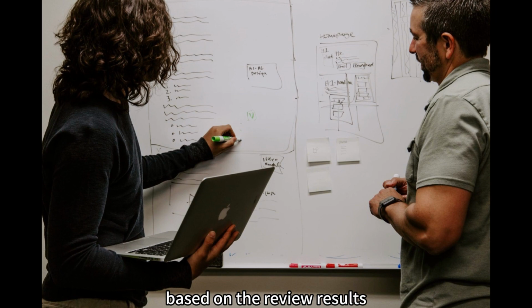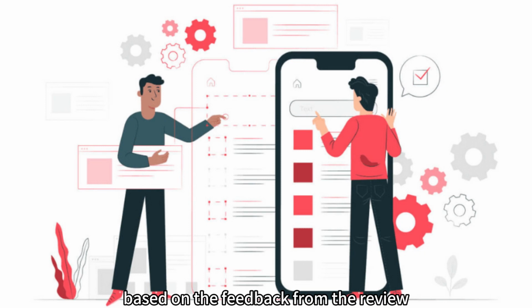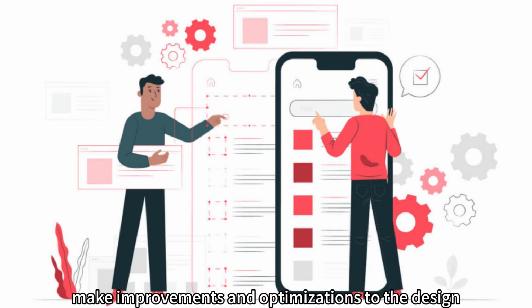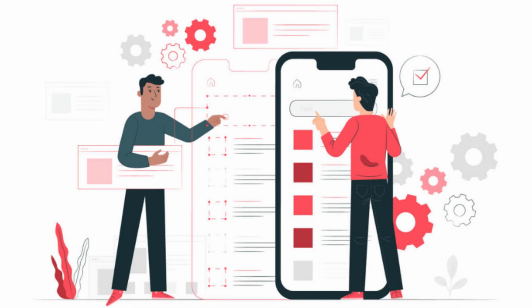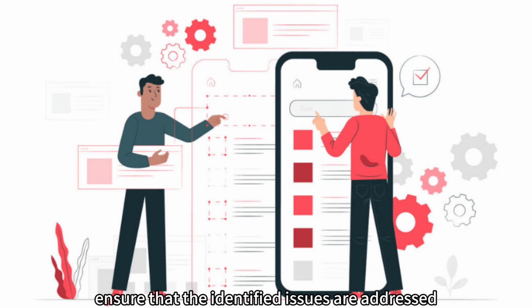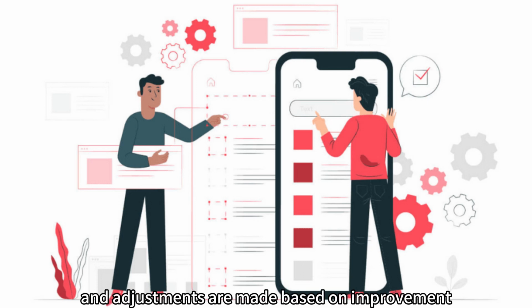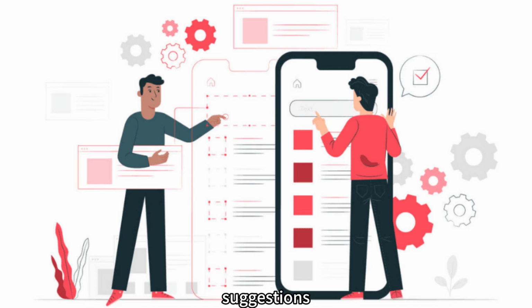Determine priorities. Based on the review results, prioritize the identified issues to focus on resolving the most critical ones during the improvement process. Implement improvements. Based on the feedback from the review, make improvements and optimizations to the design. Ensure that the identified issues are addressed and adjustments are made based on improvement suggestions.